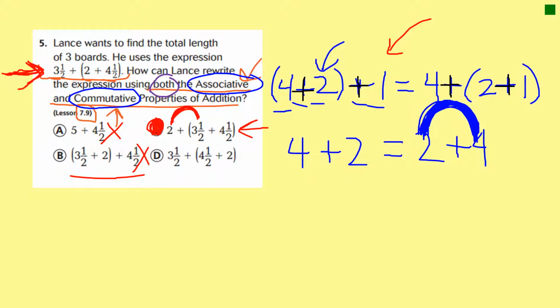But you know what? I'm going to take a look at D. D, 3.5 plus 4.5 plus 2. Now I'm looking back up here at the original problem again, okay? And, oh, okay, I see what they did. Look in the parentheses up here. They used the commutative property inside the parentheses, but they didn't change what was in the parentheses. So they only used the commutative property. So final answer, C. All right, you guys, great work.